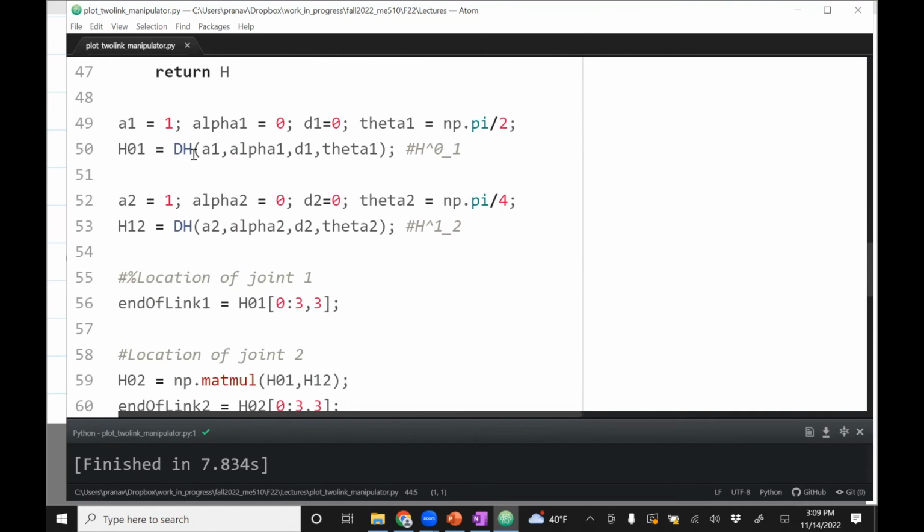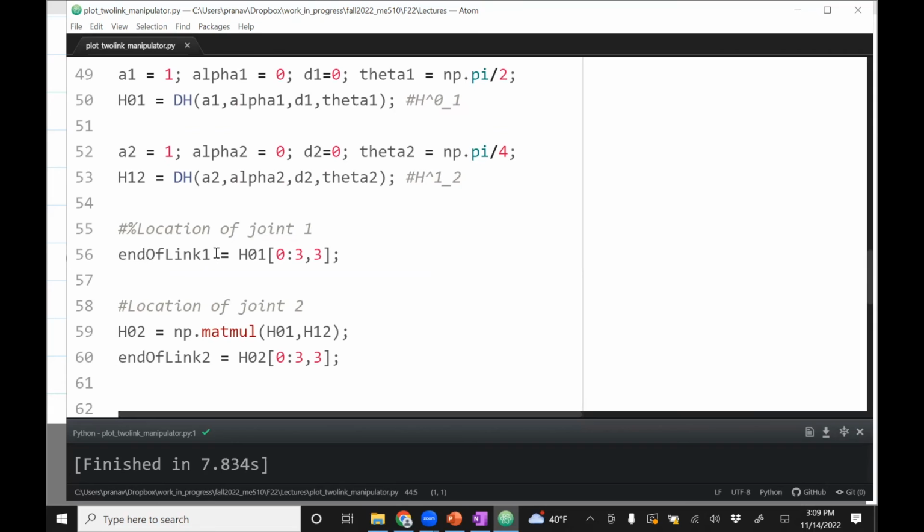To get H01, I just take the DH and pass the A, alpha, D, and theta. Same for H12. And then, as I said, end of link 1 is nothing but the 4th column, which is 3, and then the first, second, third row, which will give me the X, Y, Z. Similarly, end of link 2 will come from H02, which is a multiplication of H01 and H12. And again, I compute the 4th column, first, second, third row, which is the X, Y, and Z.